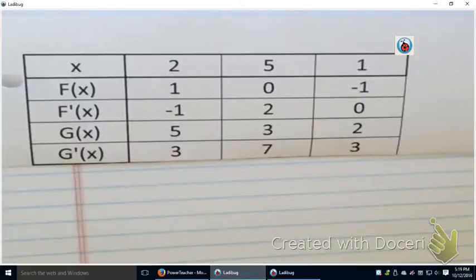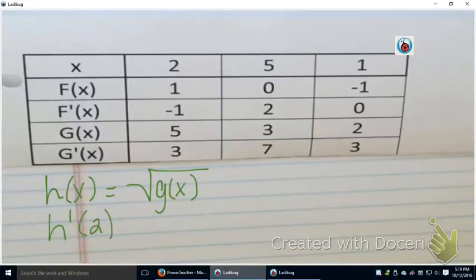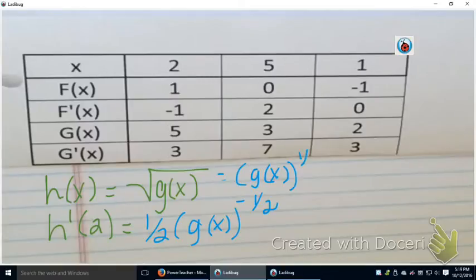Alright, let's say that I have this, and I want to find h prime of 2. Well, the derivative of the square root of g would be 1/2 times g of x to the negative 1/2, because I've rewritten this to the 1/2 power. But then after I do that, I have to find the derivative of g. So I multiply by the derivative of g. And technically, I'm plugging in a 2 because I'm finding it at g of 2 and g prime of 2.